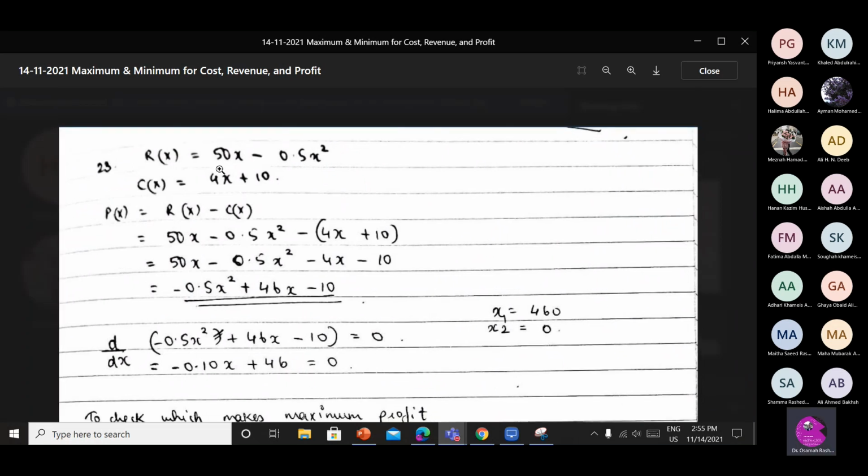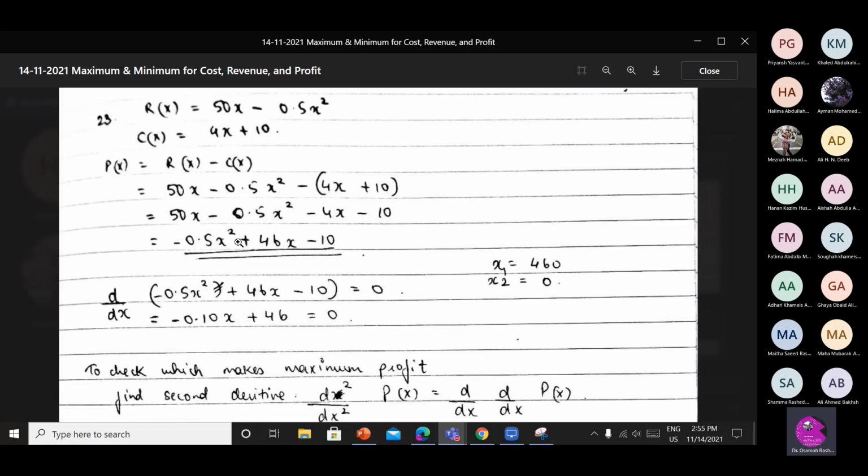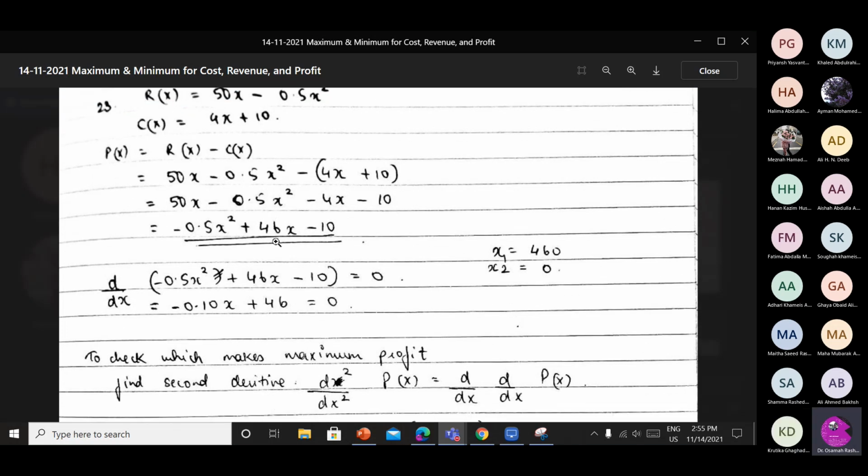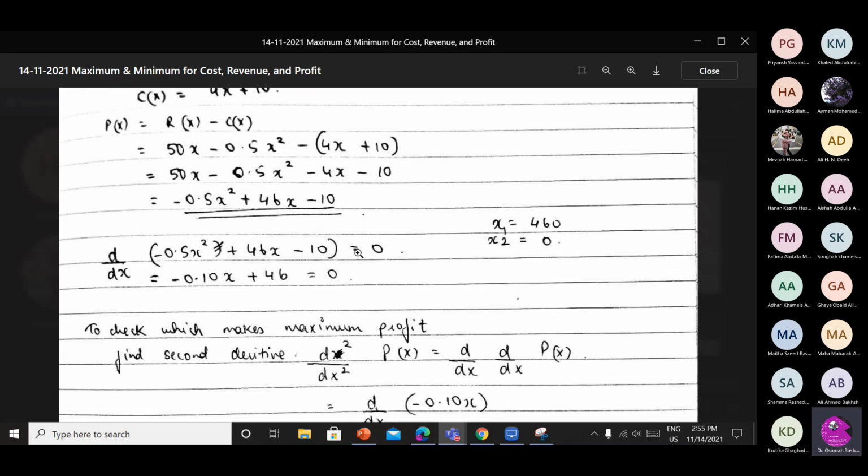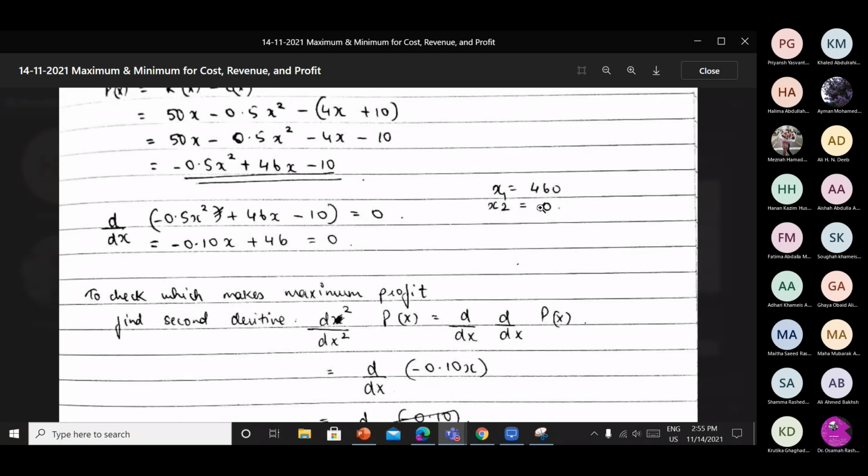This is 23. This is the revenue. This is the cost. She subtract the cost from the revenue. 50x minus 0.5x squared minus 4x minus 10. Correct. Excellent. And you have minus 4x from 50x, you end up with 46x minus 10. She got the two roots. Okay. She differentiate what she already differentiated twice, and she got this one.